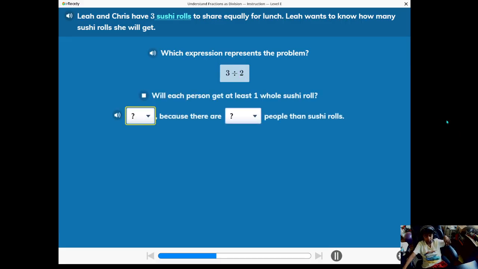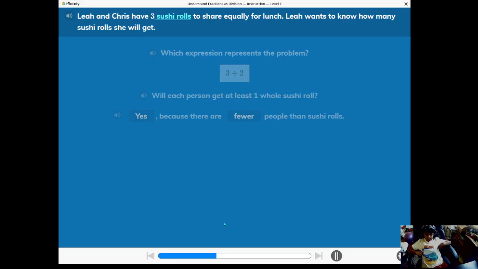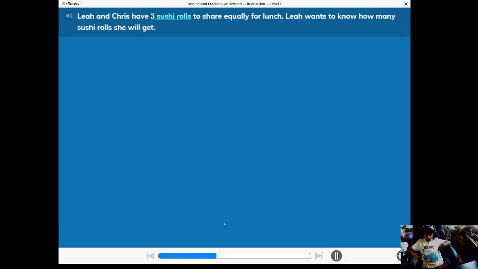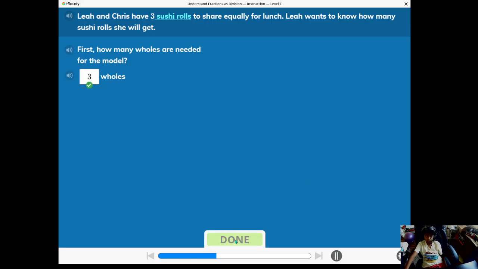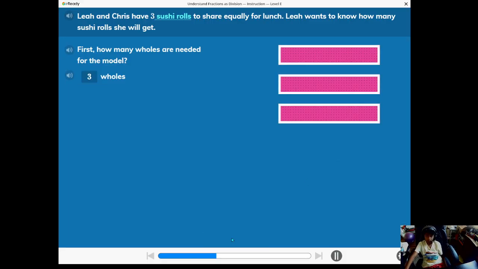Will each person get at least 1 whole sushi roll? Yes. Fewer people than sushi rolls. There are fewer people than sushi rolls, so each person will get at least 1 whole sushi roll. Let's model the problem. First, how many holes are needed for the model? 3. The model shows 3 holes to represent the 3 sushi rolls.